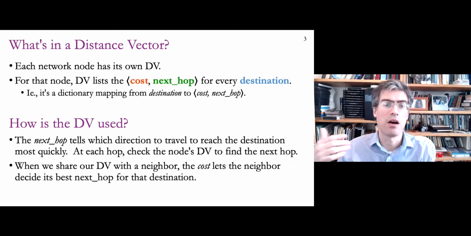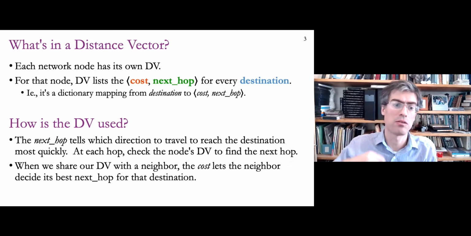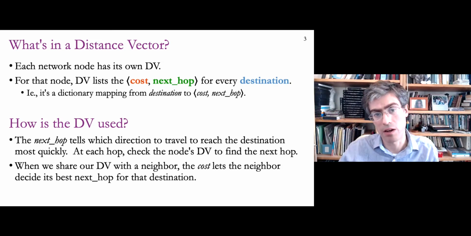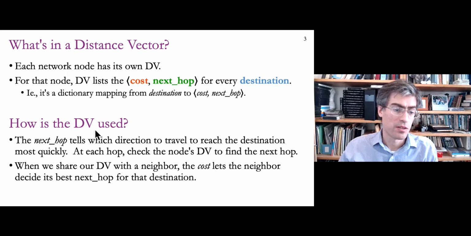And this is exactly how internet routing works, right? You send a packet, it goes to a router, the router checks its forwarding table, which is the distance vector equivalent, and that determines what link it sends the packet off to next. So distance vectors are like forwarding tables in routers, just an abstract way of thinking about them.